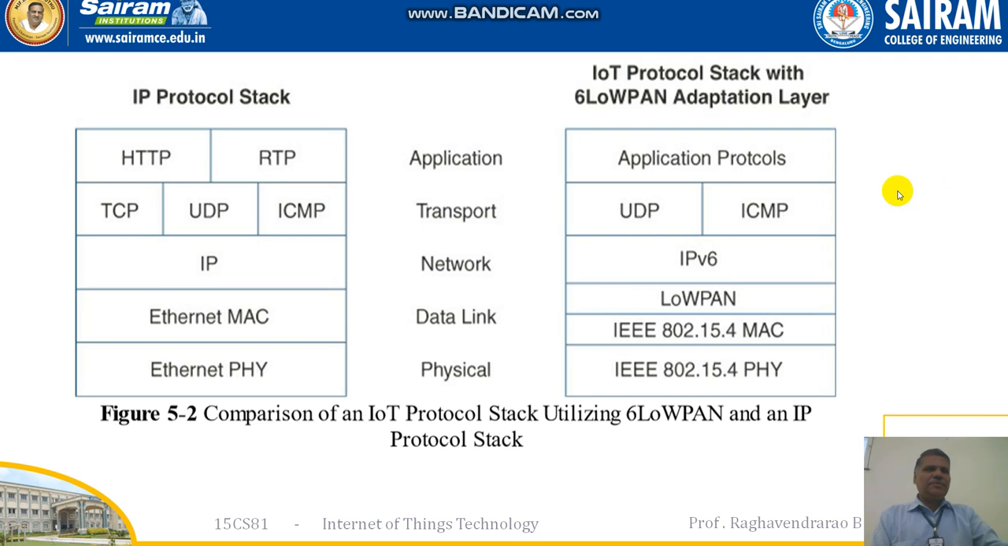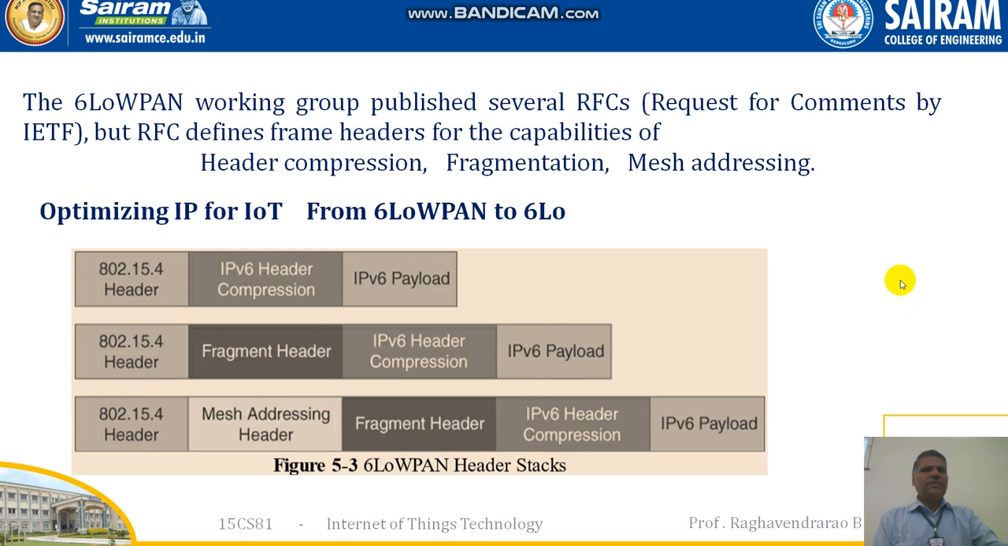Similarly, when we come to the IoT protocol stack, that is the 6LoWPAN adaptation layer, there are many application protocols. We have UDP and ICMP in the transport layer, IPv6 in the network layer, and then in the data link layer we have the 802.15.4 MAC, as well as the physical layer. So let us see what this 6LoWPAN header stack is.